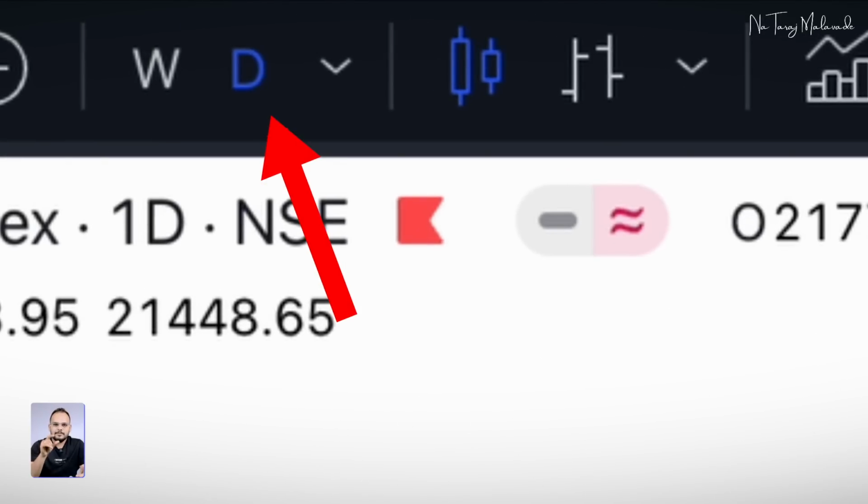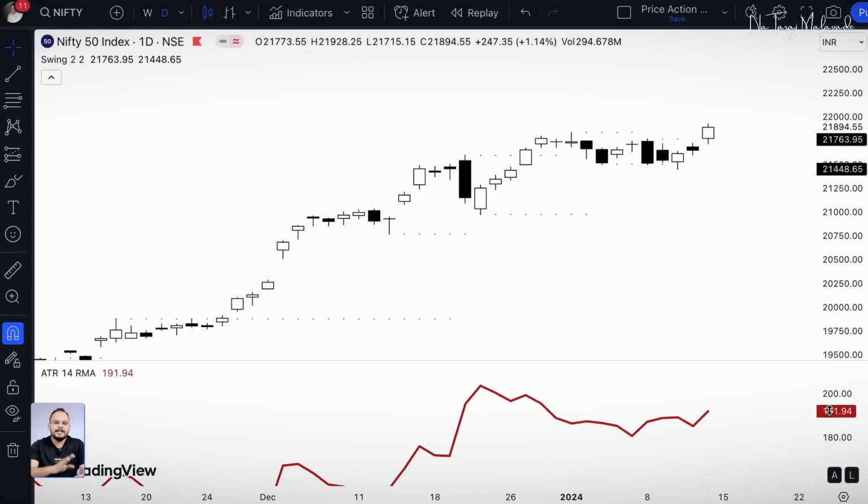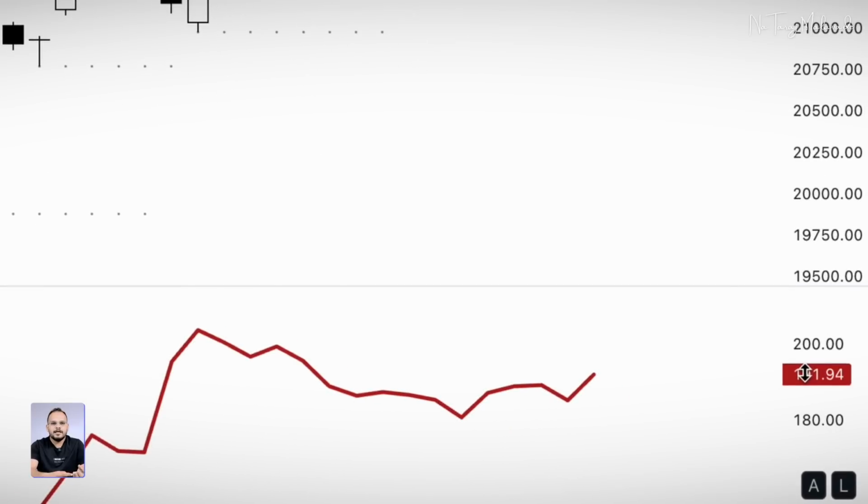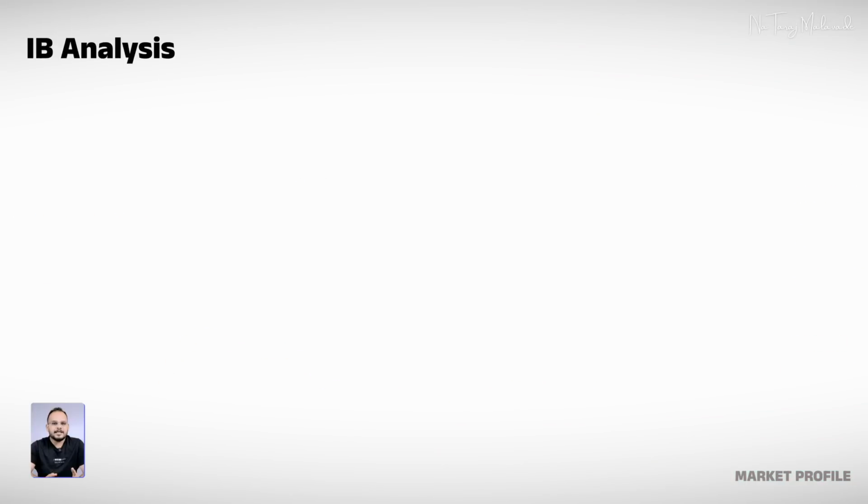This is very important. I'm applying this data on a daily time frame to calculate the small IB. Let's say for Nifty, ATR is around 190, which shows that in recent days, the Nifty's range is around 190 points on any particular day. And the next calculation is important. We just have to divide this number: 190 divided by 3 gives us approximately 63 points.